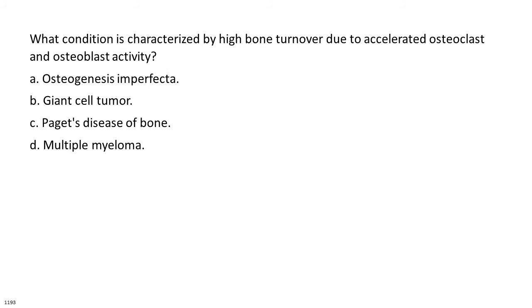What condition is characterized by high bone turnover due to accelerated osteoclast and osteoblast activity? A. Osteogenesis imperfecta. B. Giant cell tumor. C. Paget's disease of bone. D. Multiple myeloma.